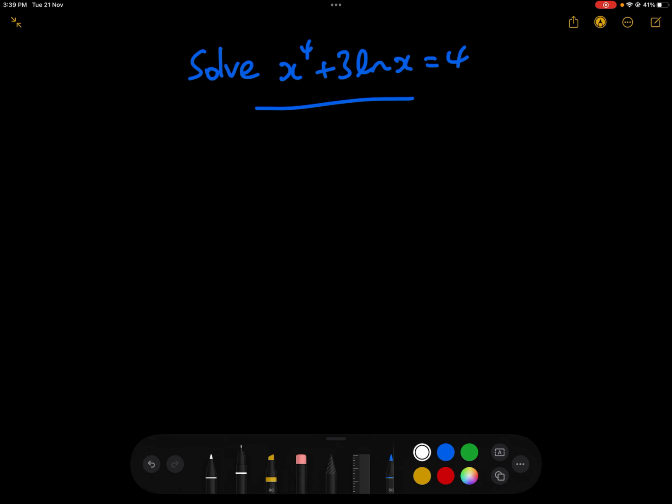Okay, so in today's Gressy Academy video, we are going to try and solve x to the power of 4 and 3 log x equals 4. And there are a couple of very clever little tricks to solve this, which hopefully you will enjoy.